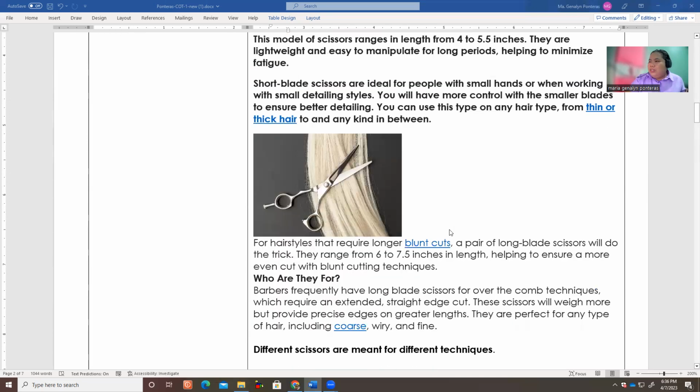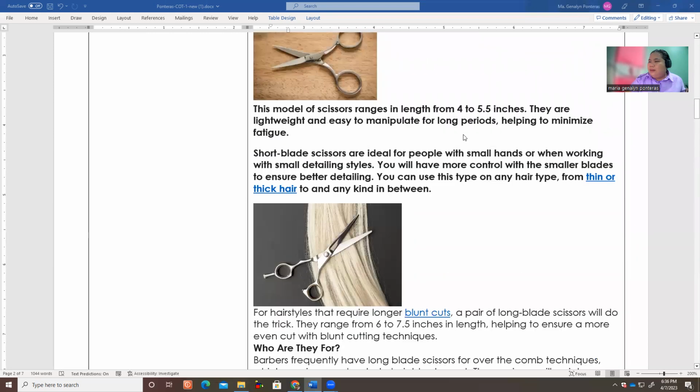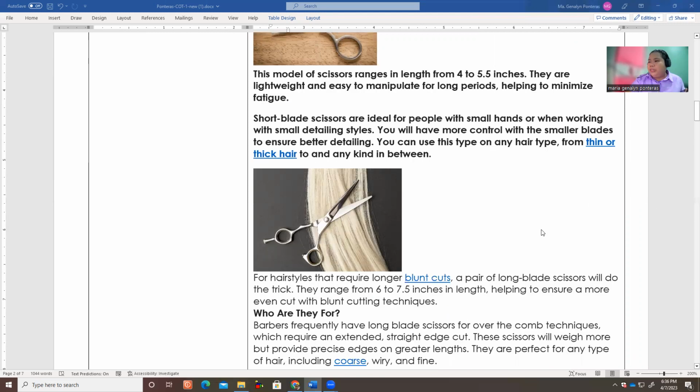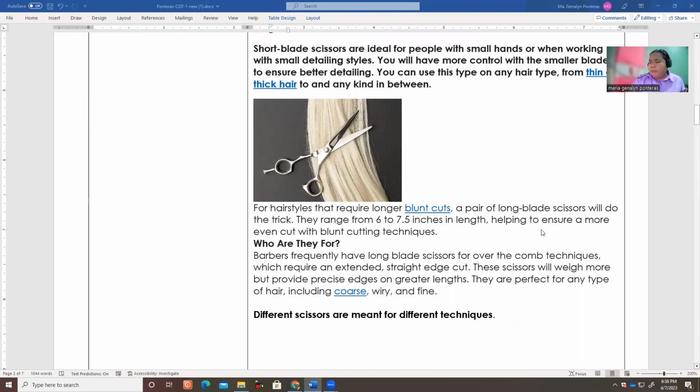And so this kind of scissor is also intended for thin or thick hair, pero siya ang pang-finishing details ng buhok natin.